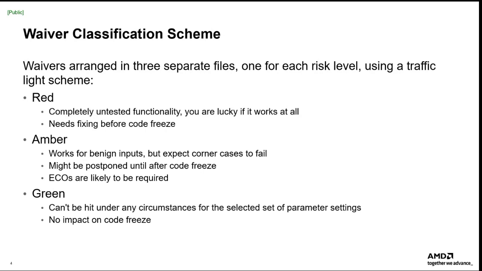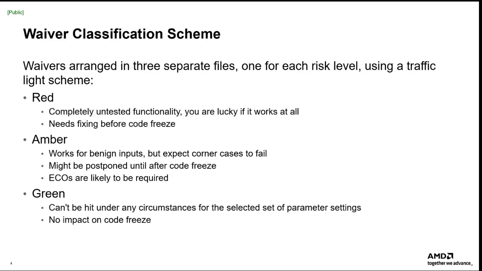The suggestion is to use a waiver classification scheme using a traffic light. Traffic lights are straightforward. Everybody uses traffic light schemes. It's easy to understand. So for the different categories you put your risks into, you say, a red waiver. That means it's completely untested. Please, marketing, go out and say, yeah, we can do that. No, we don't know. We haven't tested it.